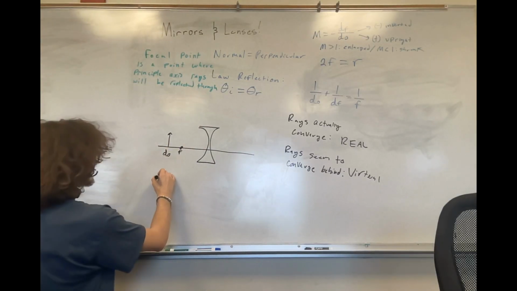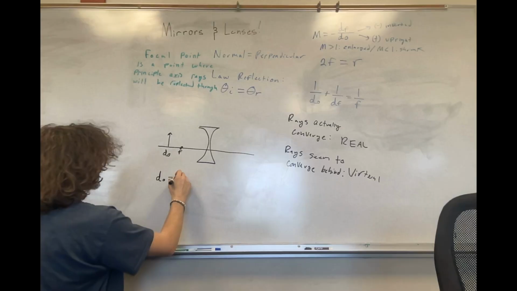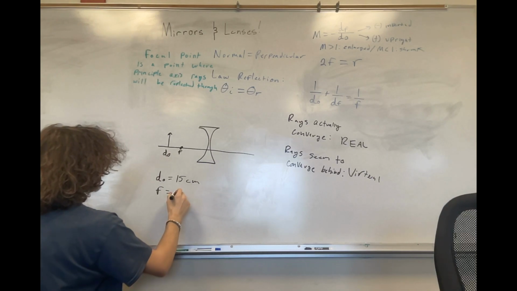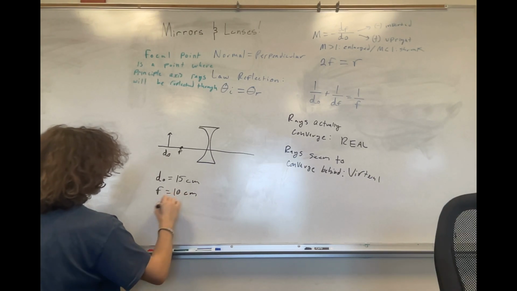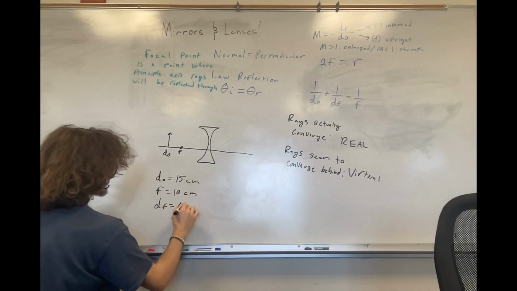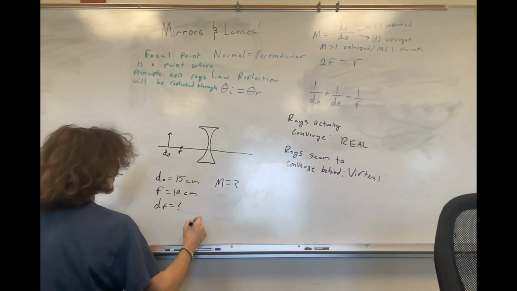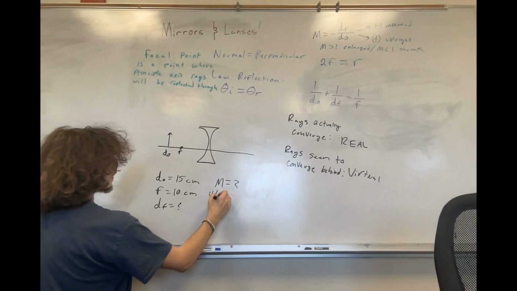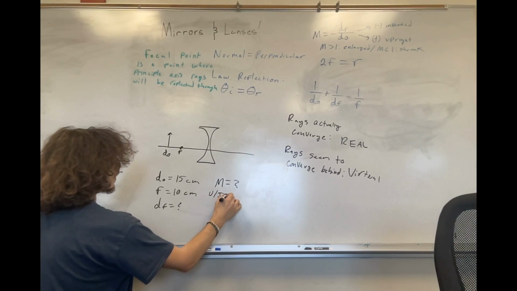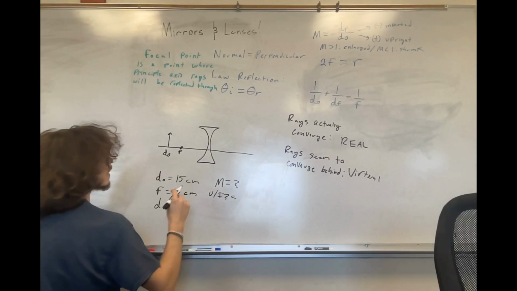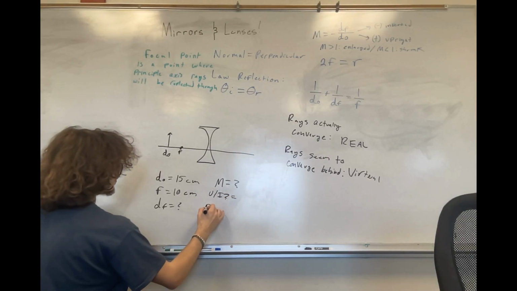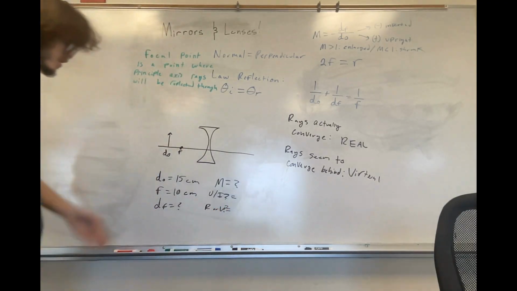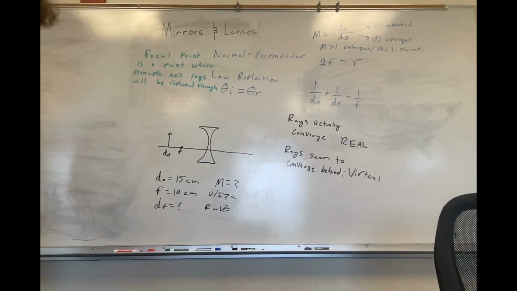So let's consider d naught is 15 centimeters. Your focal point is, let's say, 10 centimeters. Where is df? Okay, your magnification, what is that? Upright or inverted? And then is it real or virtual? Okay, so answer these questions if you can, and let's see what you get.